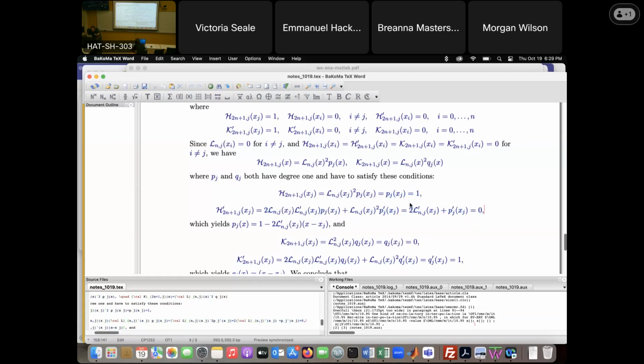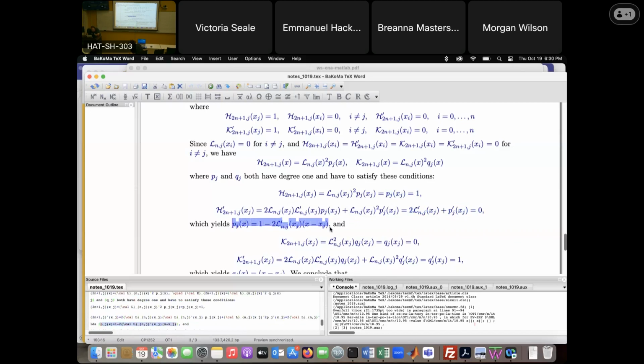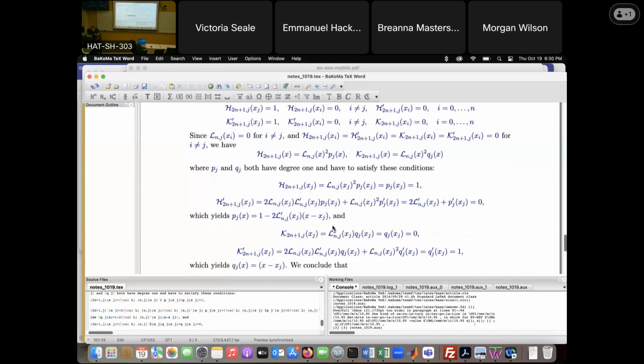And so what I could do is, I could, for instance, say Pj of x is equal to Aj x plus Bj, two unspecified coefficients. I have a system of two linear equations in two unknowns to solve, and this is the solution. If you really want to, you can work out the algebra on that.